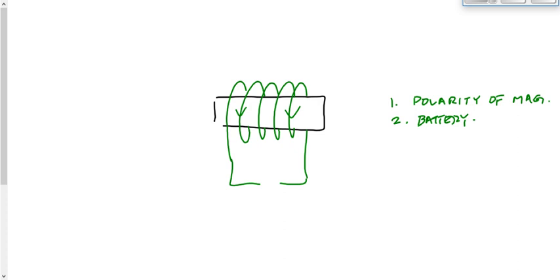Who's got the polarity of it now? Who votes, who says this side is north? Okay, who says this side is south? Okay, let's take a look at it here. We know that the current goes down in the front. We're told that. That's given to us.